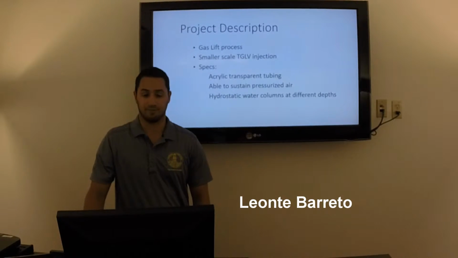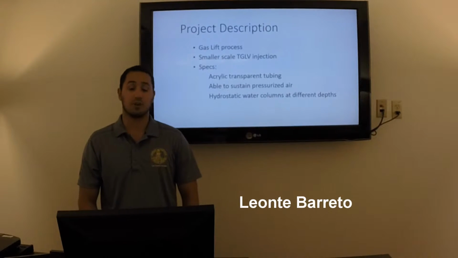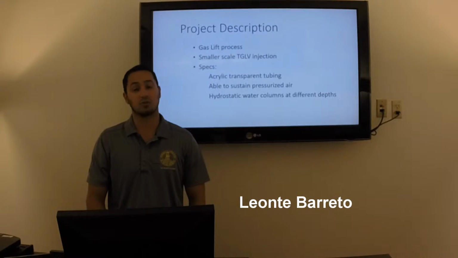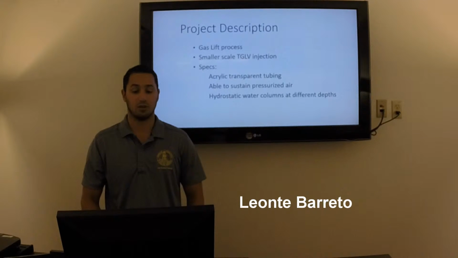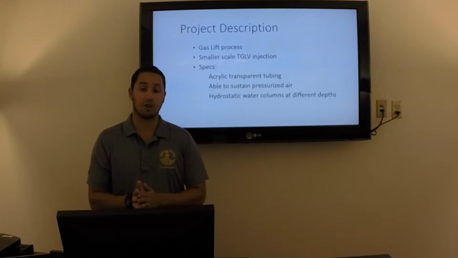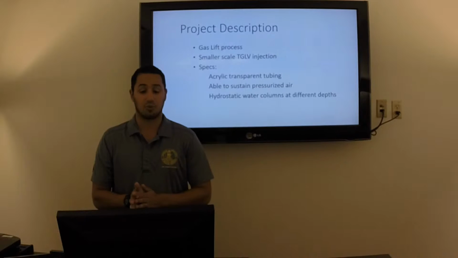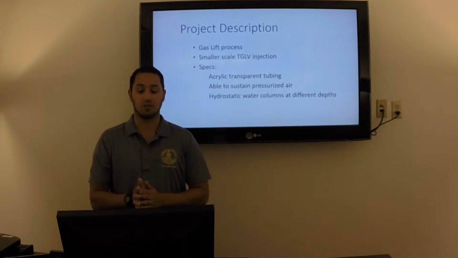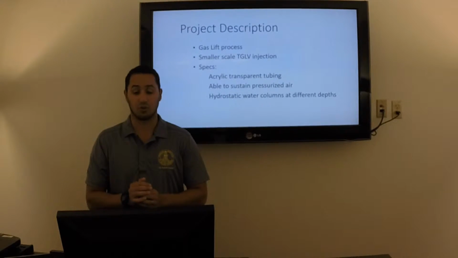Hi, my name is Leonte Barreto, and I will be talking a little bit about our project description. Gas lift valves are used worldwide in producing wells that cannot flow on their own. To solve this problem, gas is injected into the wells to increase the production rate of fluids flowing out of the reservoir. In the process, gas is forced into the annulus down to the wellbore through an injection pressure operated valve, also known as IPO, and then into the production tubing.